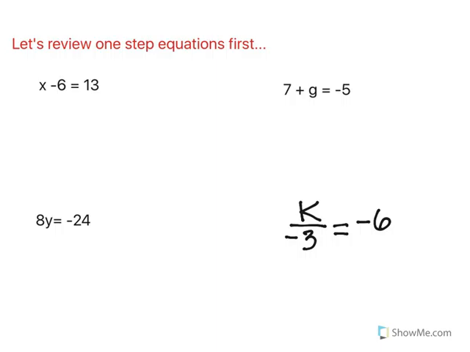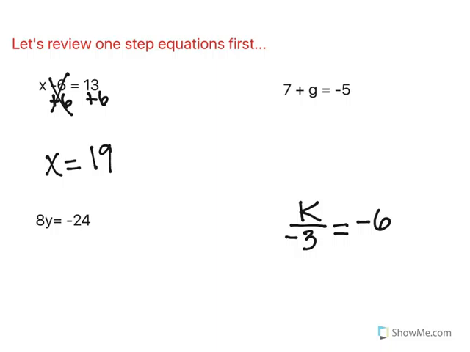So the first one I got, x take away 6 equals 13. So my goal is this. X equals. Okay, so how do I get rid of that minus 6? Add 6. Yeah, and we're going to add 6 to both sides because positive 6 and negative 6 cancel out to nothing. 13 plus 6 is? 19. Perfect. Okay, so that's pretty easy.